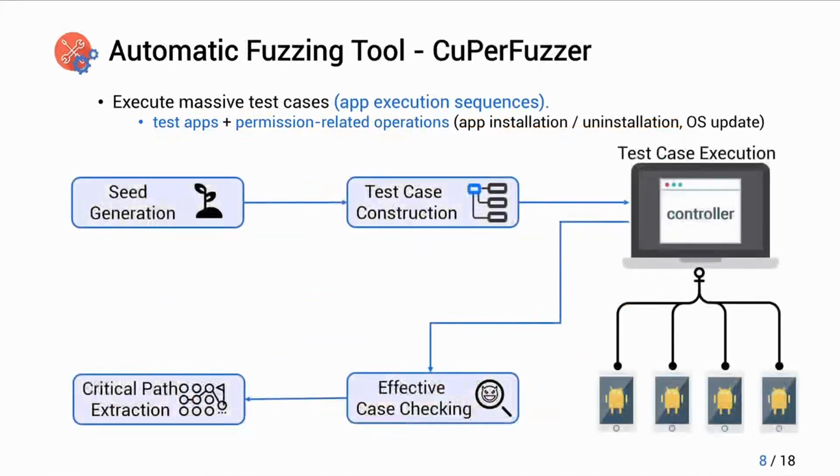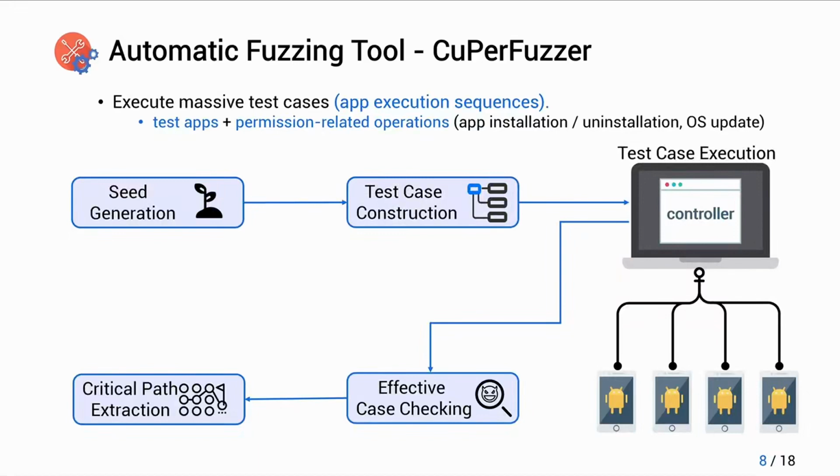Following the high-level idea, we designed an automatic fuzzing tool, CuBeFather. It tries to trigger privilege escalation issues by executing massive test cases. As mentioned before, each test case is essentially an app execution sequence composed of various test apps and permission-related operations.